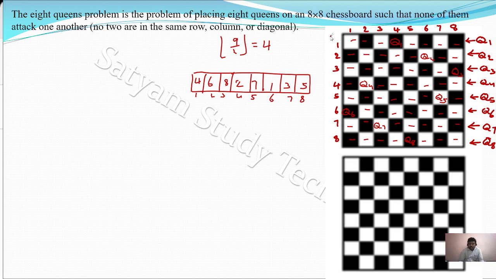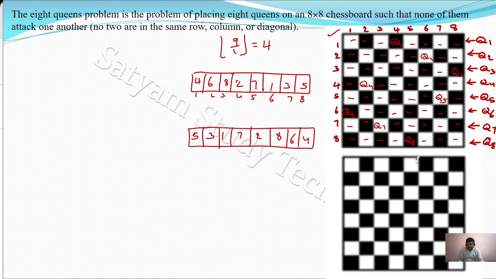This is one solution. Now you can just write it in reverse order. Here it is. This is another solution. Just write 5, 3, 1, 7, 5, 3, 1, 7 and here 2, 8, 6, 4, 2, 8, 6, 4. This is the other solution.